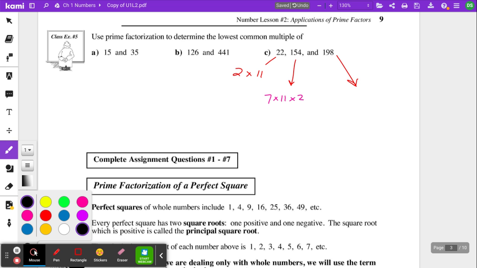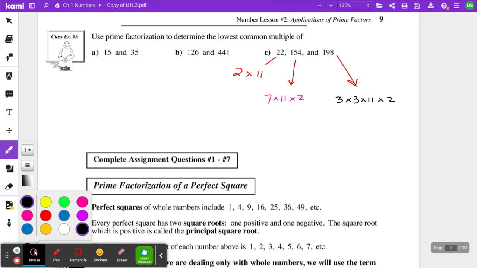My left-hand side over here, what did you get? 3, 3, 11, 2. Okay, those are the prime factors of those numbers. Got them? Okay, now I've got to come up with the lowest common multiple.